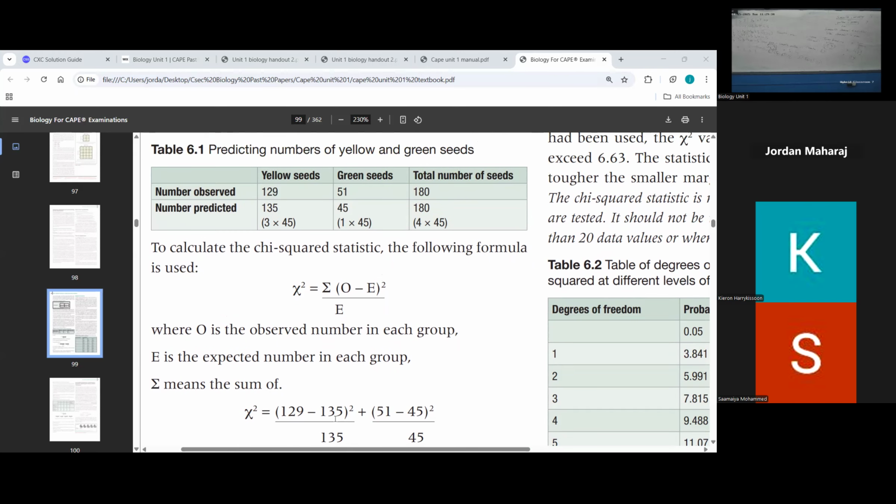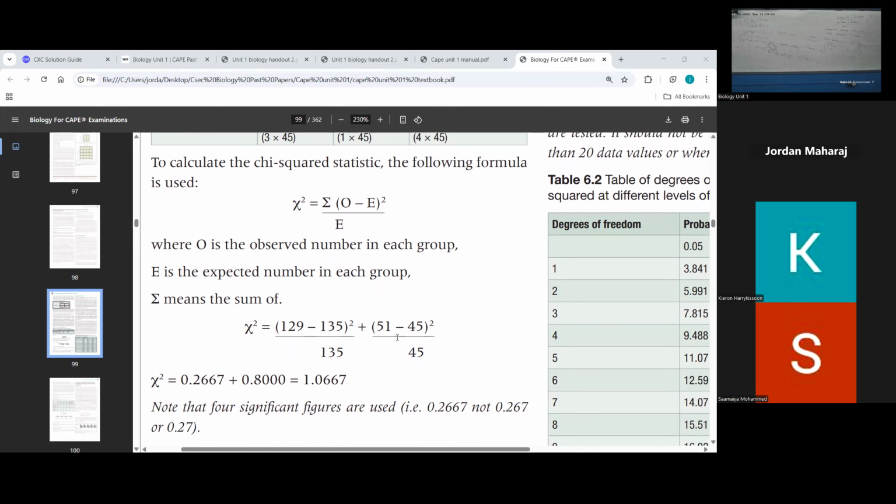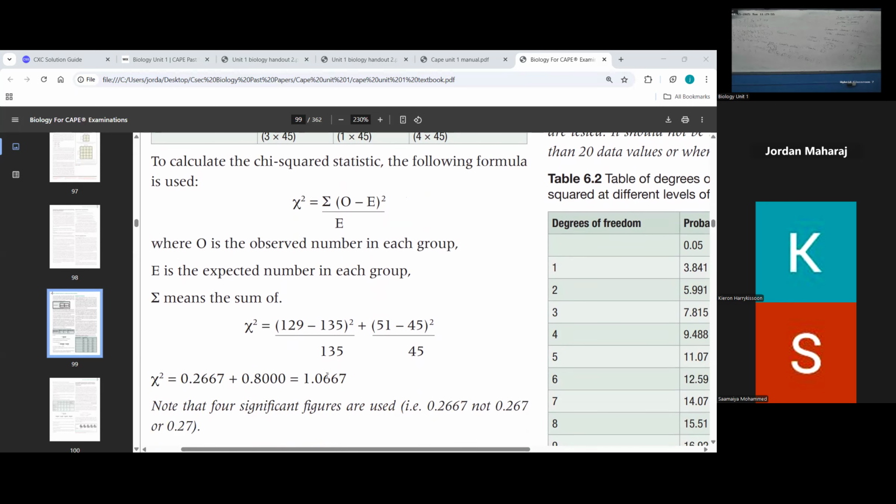And you're doing that for each different category. So one category was yellow, one category was green. So we're doing that for both. For green, it was 51 in the observed minus the 45 from the predicted. Right? And you square it. And you divide by the amount of predicted for that category. Okay? And you get a chi-square value.